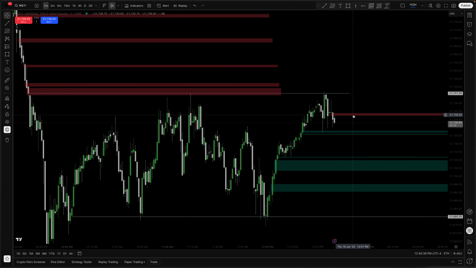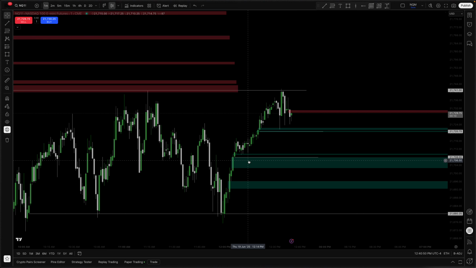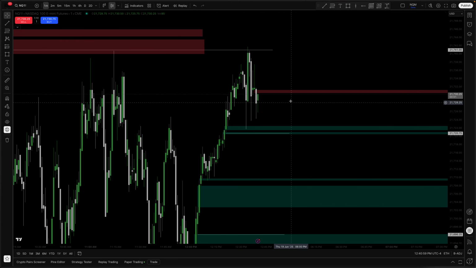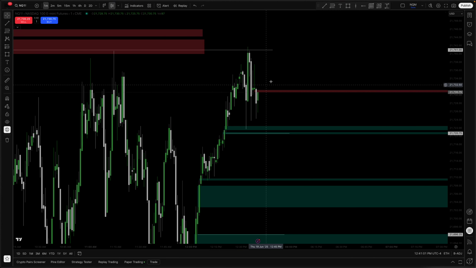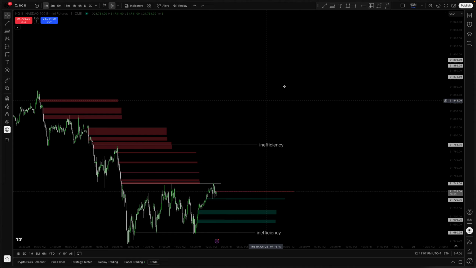So what is the most probable next destination for price? It's this. If it keeps going there, this is the next probable destination, because this one is mitigated, this one is not mitigated. There have been no taps in this or even this one. As long as this holds though, there's 3 seconds. If this one closes above, then there is no inefficiency, right?